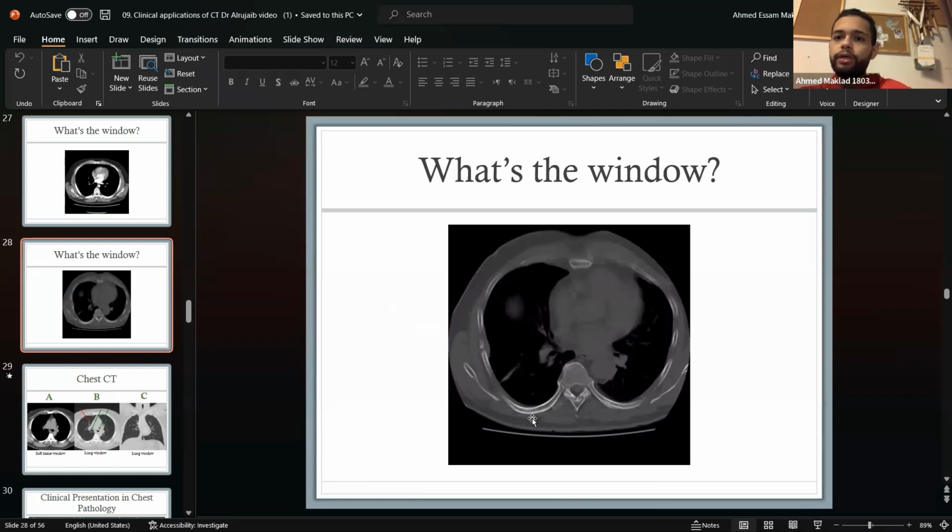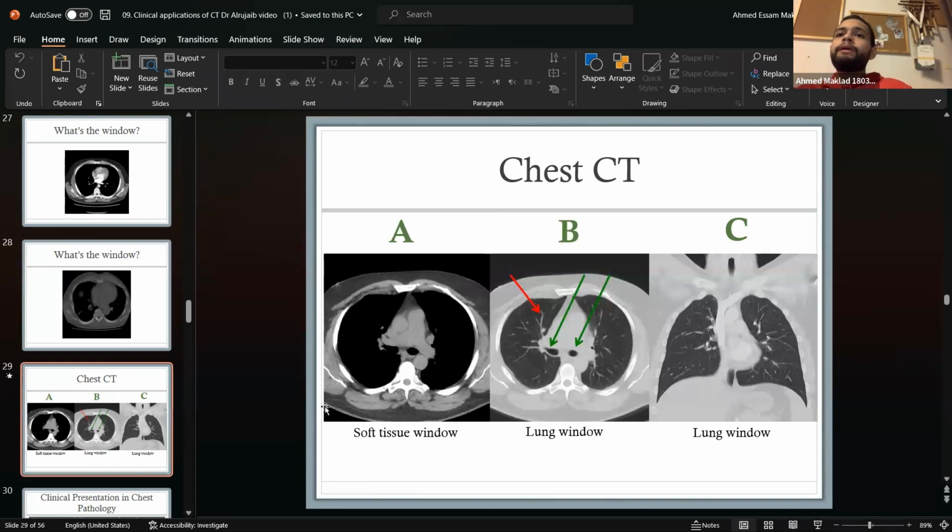What are you guys saying? Bone or heart? Yeah, it is bone window. Okay. So this is just different views. This is the soft tissue or the mediastinal window. This is the lung window, and this is another lung window just in a different view.